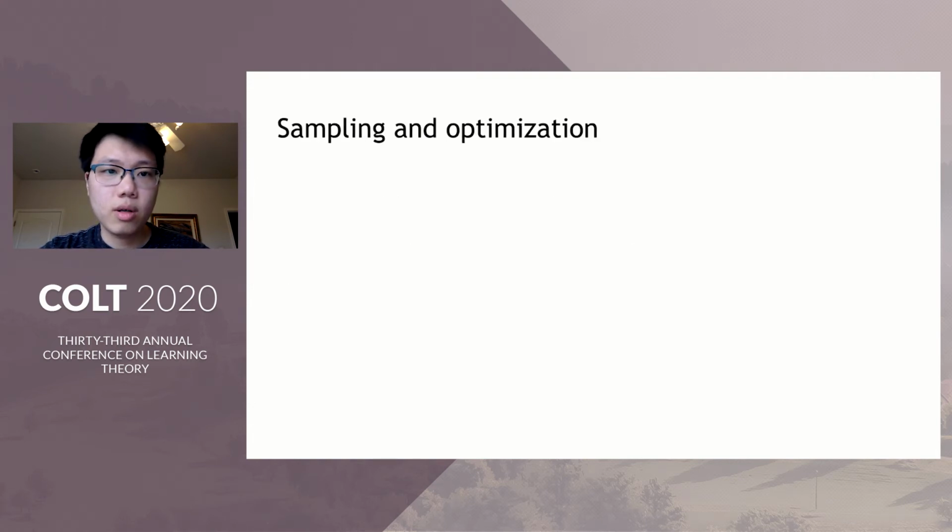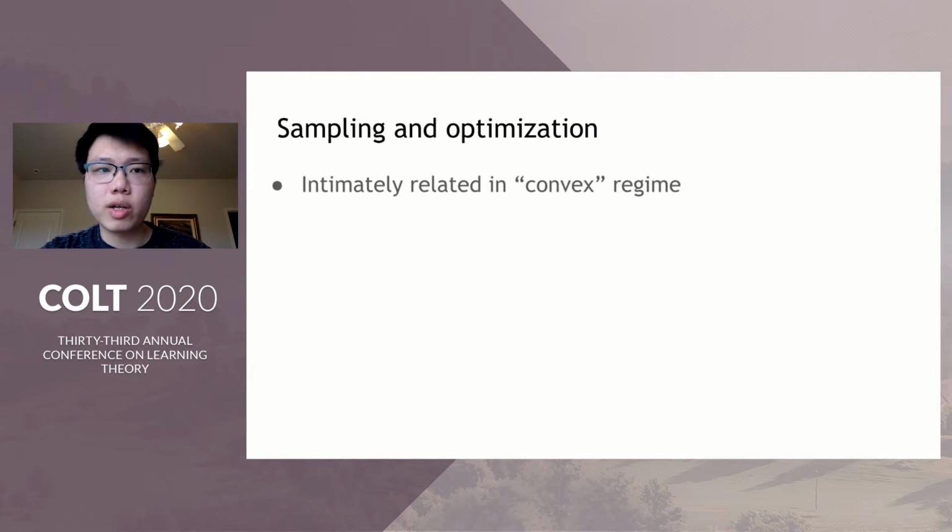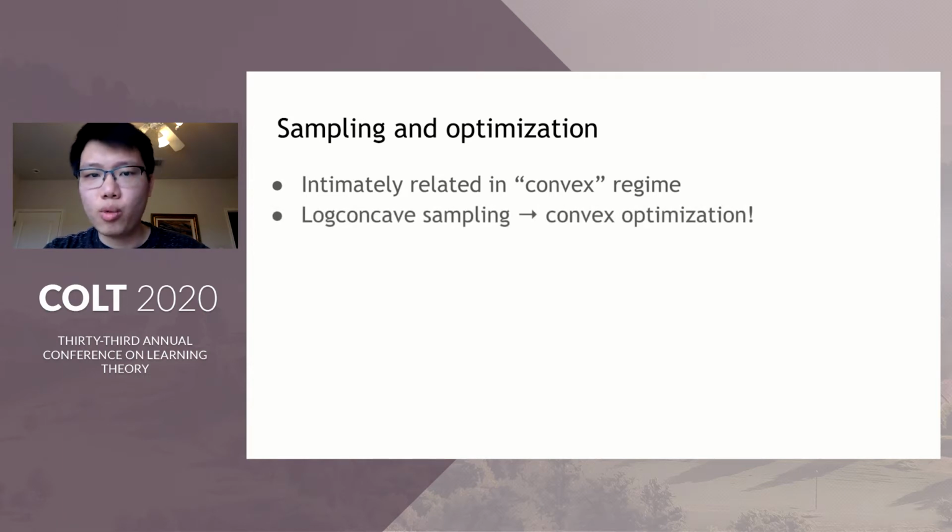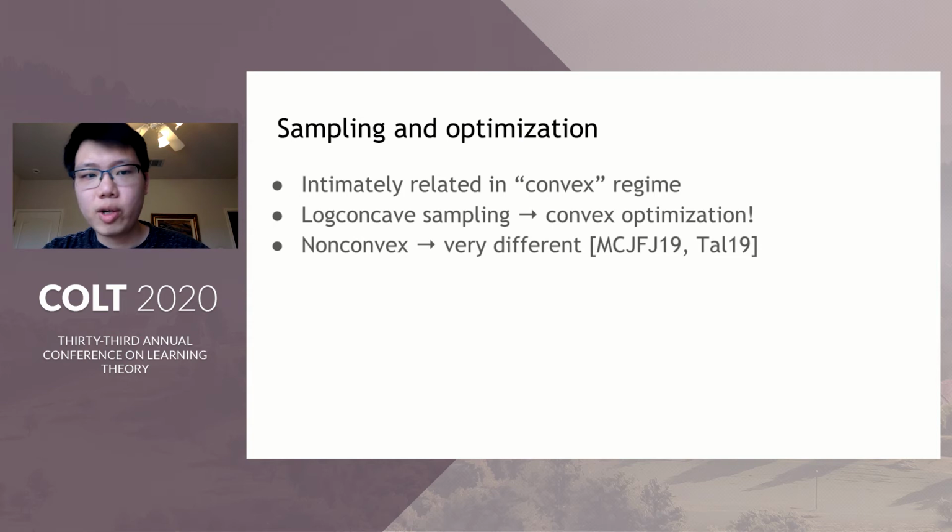So it turns out that in this basic tractable case, the problems of sampling and optimization are intimately related. One way to see this is that it's well known that a log-concave sampler would instantly imply a convex optimization algorithm as well. And I should point out that in the non-convex cases, these are very different, as has been noted by several recent works.